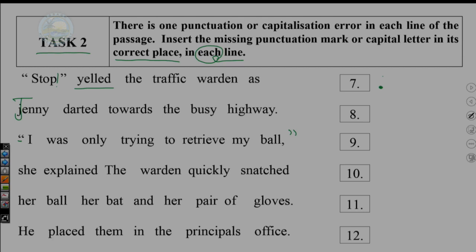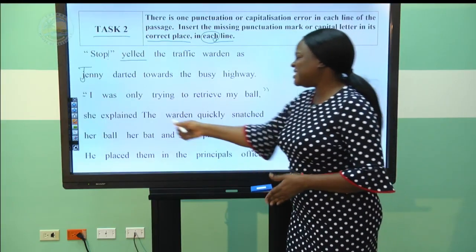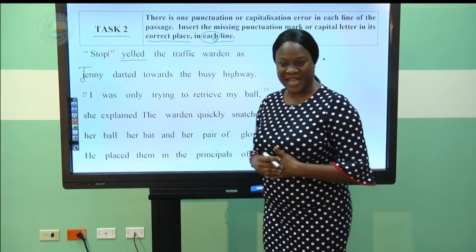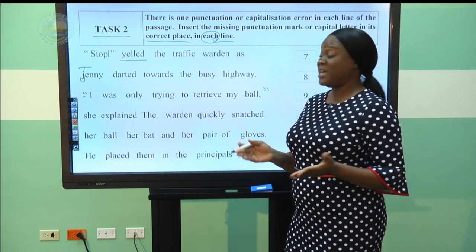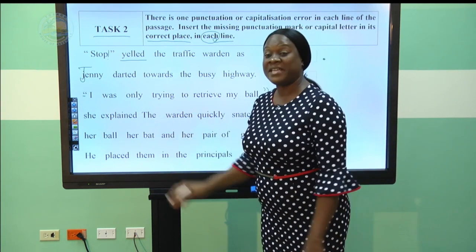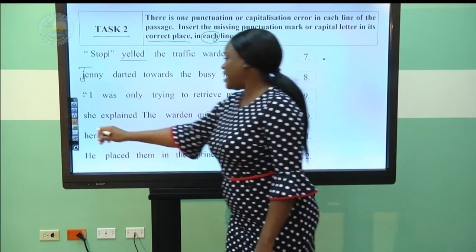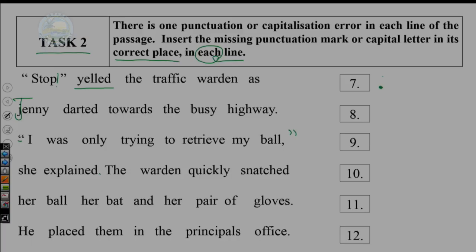Beautiful. Now we are on to the next line. "I was only trying to retrieve my ball," she explained. The warden quickly snatched. I see a little clue. Do you see it? This is a giveaway. We have this word with a capital letter, and that by itself is a giveaway. We know this is not the name of anything that should be capitalized. And besides, our sentence would have already ended at the word explained. So after explained, we put a full stop there.